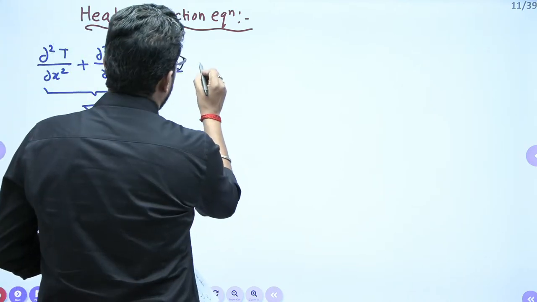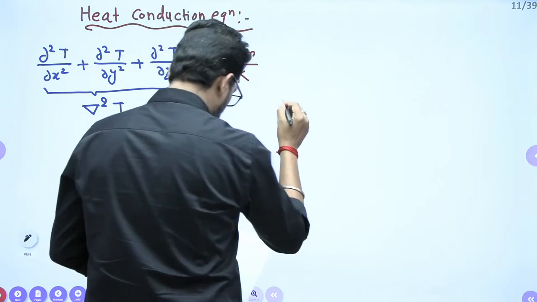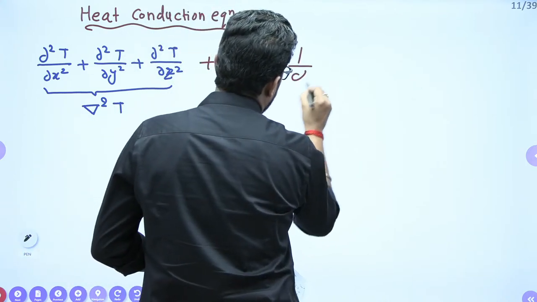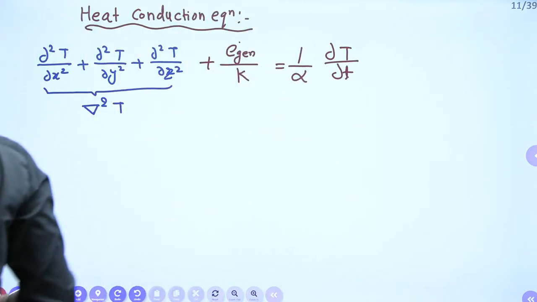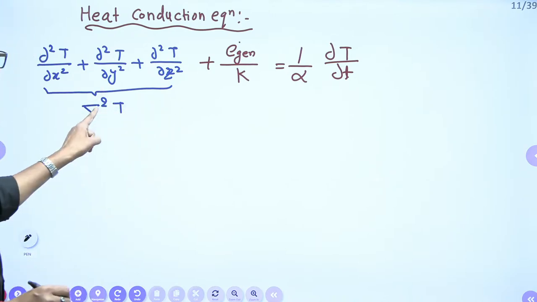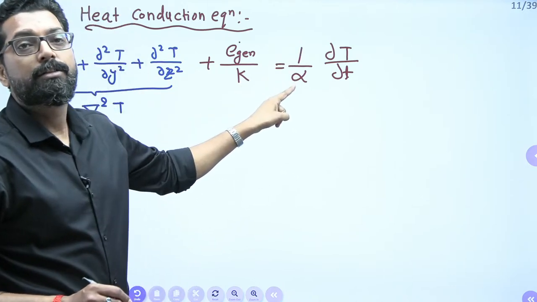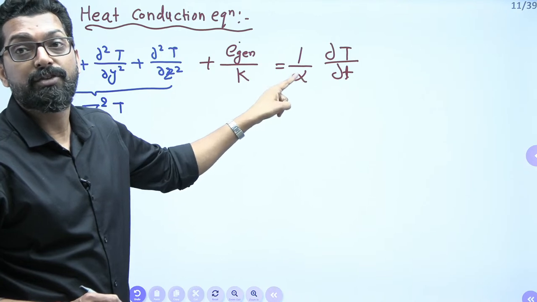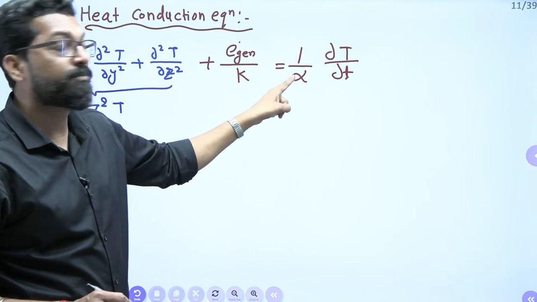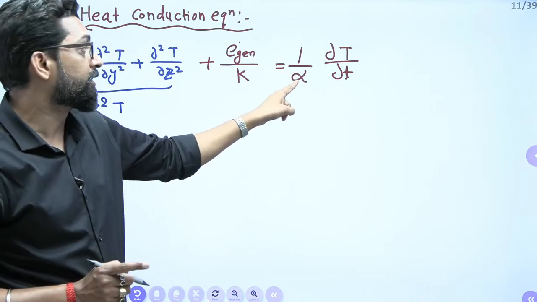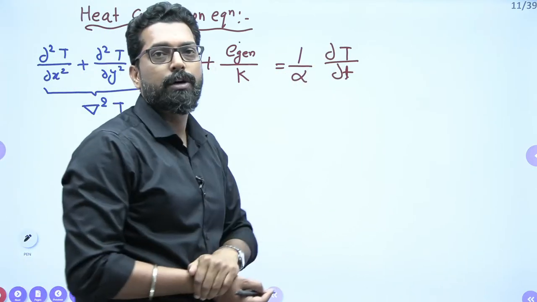Plus heat generation divided by thermal conductivity is equal to 1 by thermal diffusivity times dT over d tau. This is a very important equation. Del square of T plus heat generation divided by K is equal to 1 by alpha, which is your thermal diffusivity. Its significance is also very important. If you don't know about thermal diffusivity, go through the textbook and read it, because it is a very important property in heat transfer.